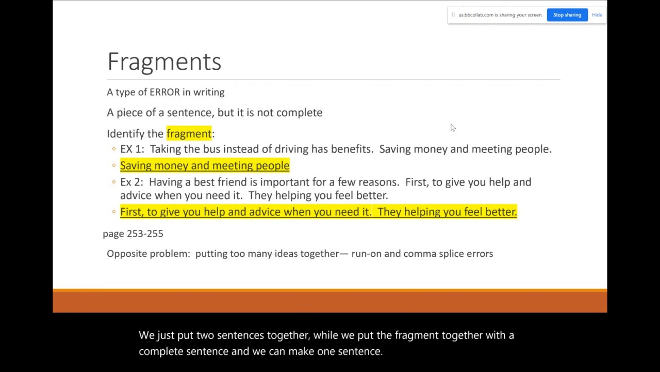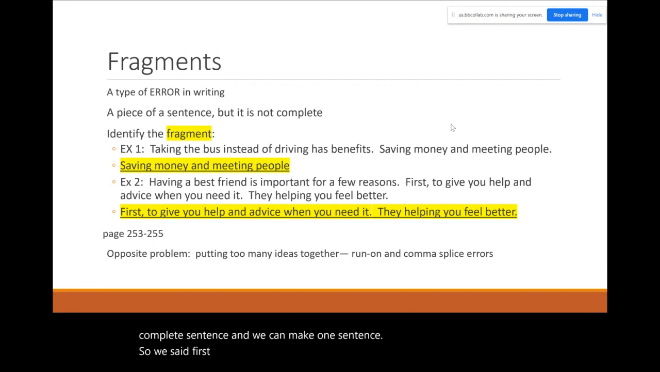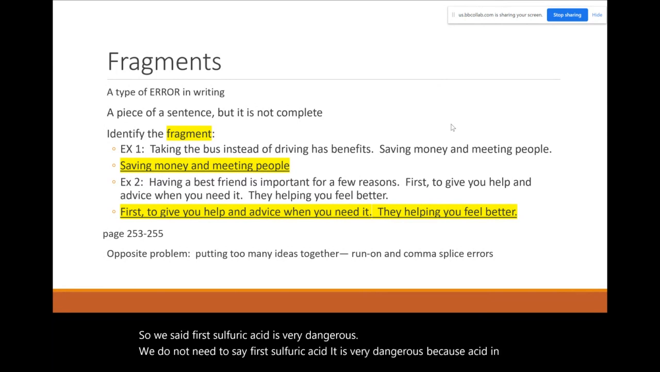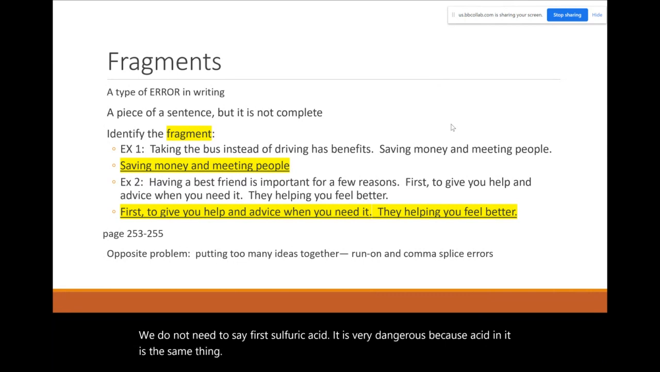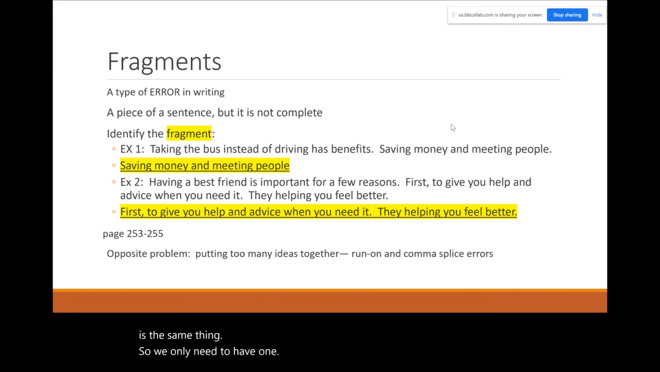So we said, first, sulfuric acid is very dangerous. We do not need to say, first, sulfuric acid, it is very dangerous, because acid is the same thing. So we only need to have one, okay? So they corrected that fragment because they joined it to the sentence after it. Okay, does everybody see that? You see how they corrected them? Yes.